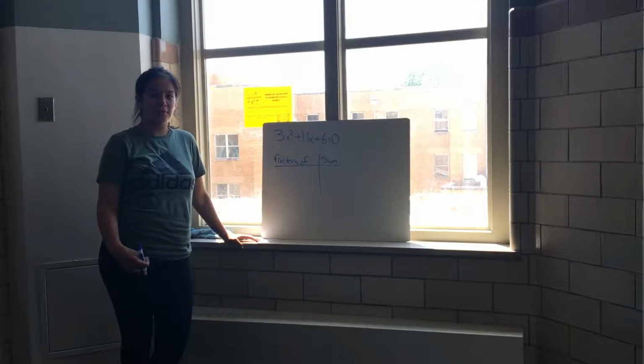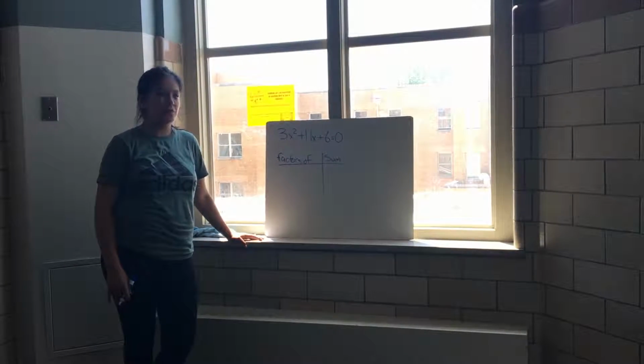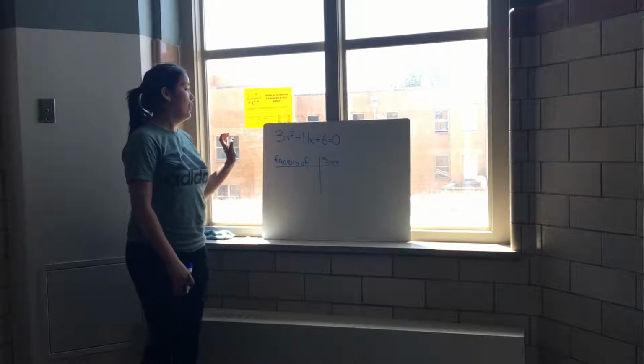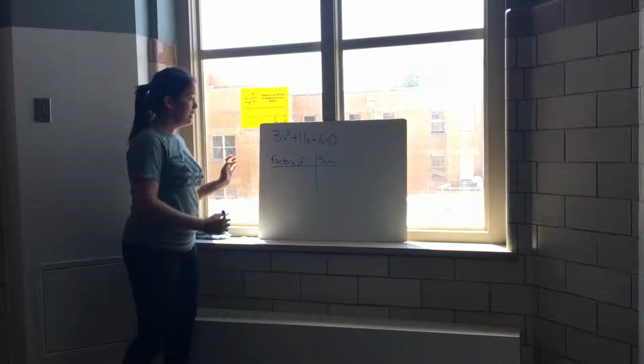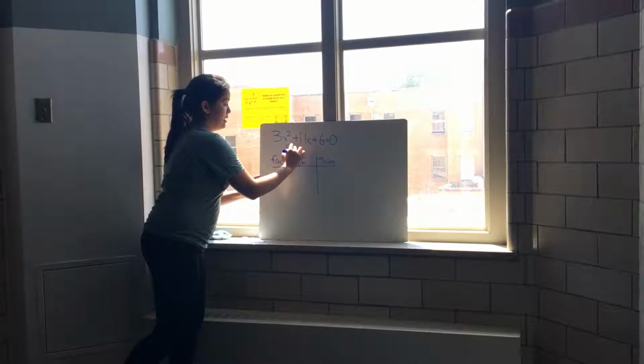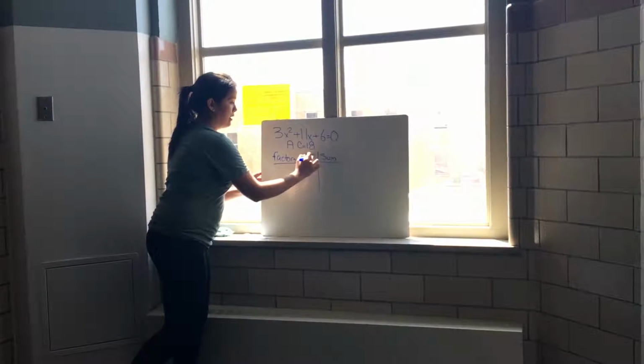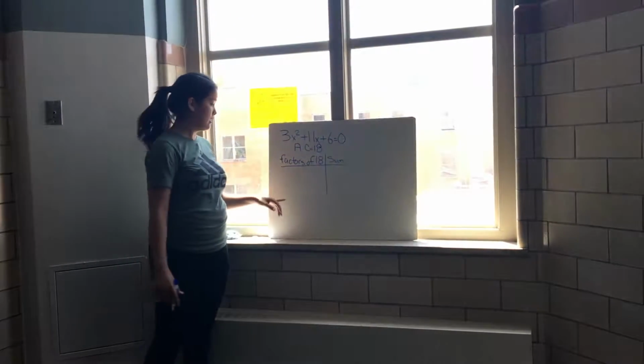Today I will be showing you how to factor polynomials when the polynomial is equal to 0. So the first step is that you have to multiply a times c. In this case, a times c is equal to 18. Then we will be finding the factors of 18 and the sum of the factors.